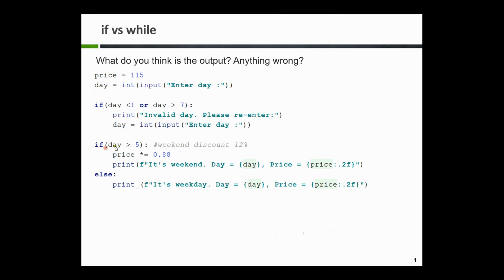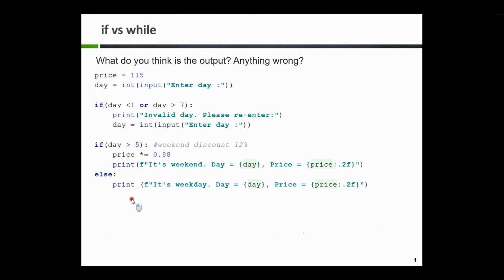If the day is bigger than 5, it means it's a weekend, then we apply a discount of 12%. So we do a price multiplied by 0.88, and we print it's a weekend and what the price is. Else means the day is not bigger than 5. If the day is not bigger than 5, it means it's a weekday. There is no discount applied here.